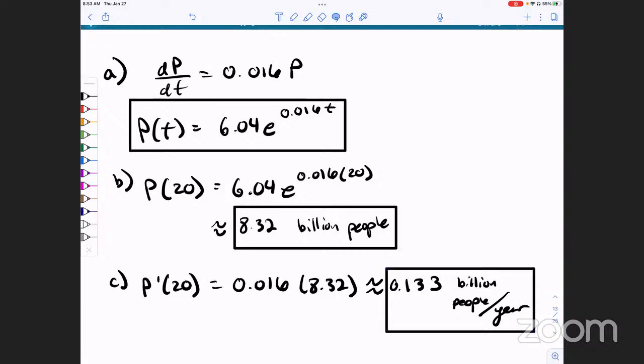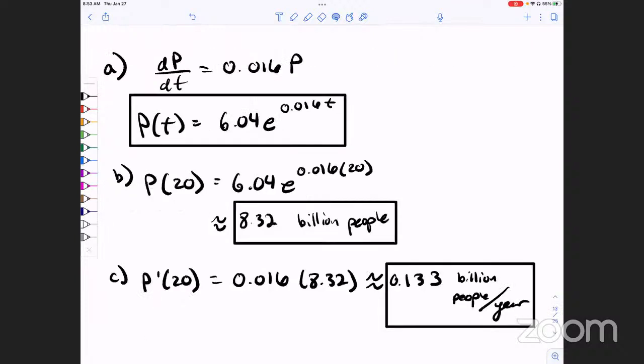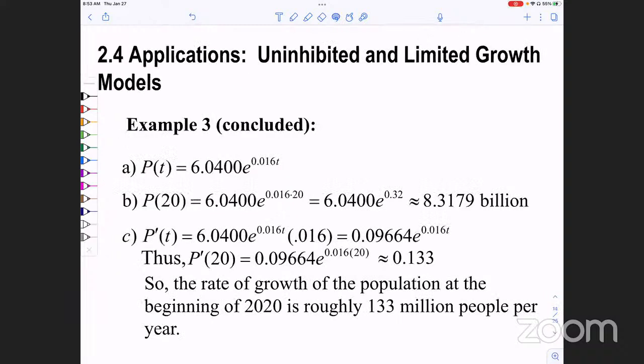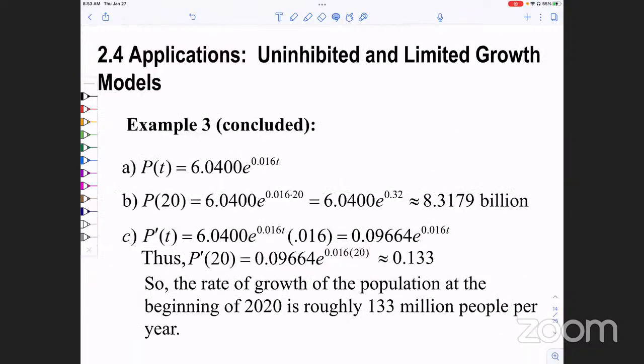First, we got the 6.04. Okay, I think we got that. And then for part B, 8.32 billion people. That's fine. And then we got 0.133. So when you say 0.133 billion people per year, then you can rewrite it as 1.33 million people per year. That's fine. We got the same thing. We said it a little bit differently, but it's the same thing.